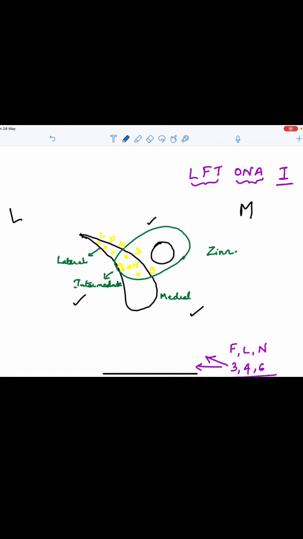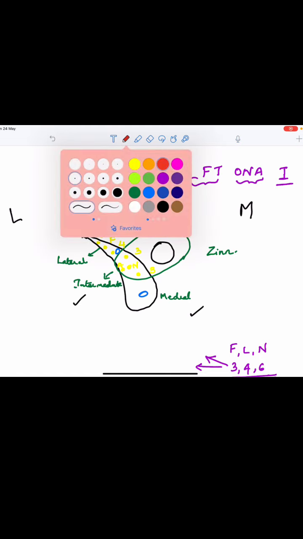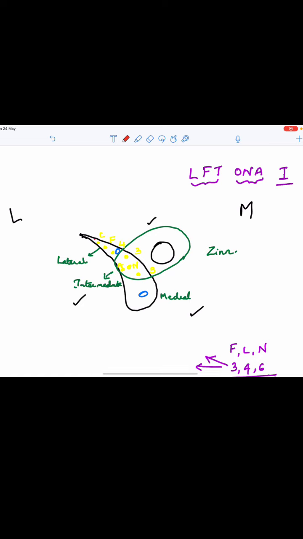Through the medial compartment you have the inferior ophthalmic vein. Okay, so if the inferior ophthalmic vein is passing through the medial compartment, superior ophthalmic vein is passing through the lateral compartment. And in the lateral compartment there is one artery. You can remember an additional artery, that is the recurrent meningeal branch of lacrimal artery.